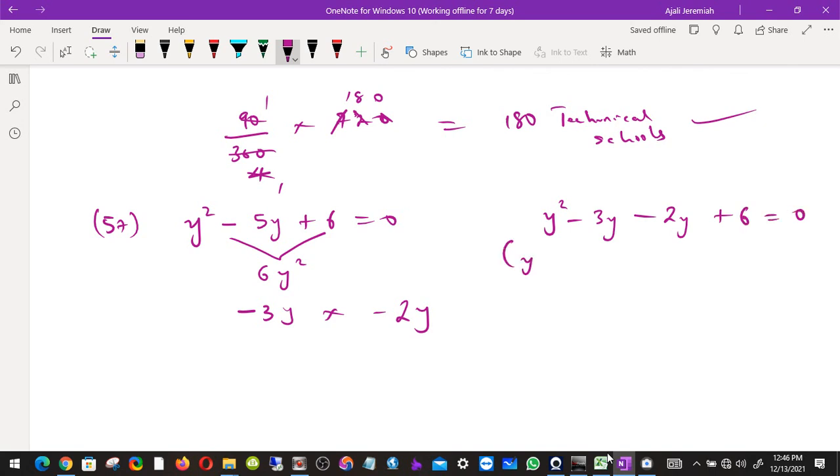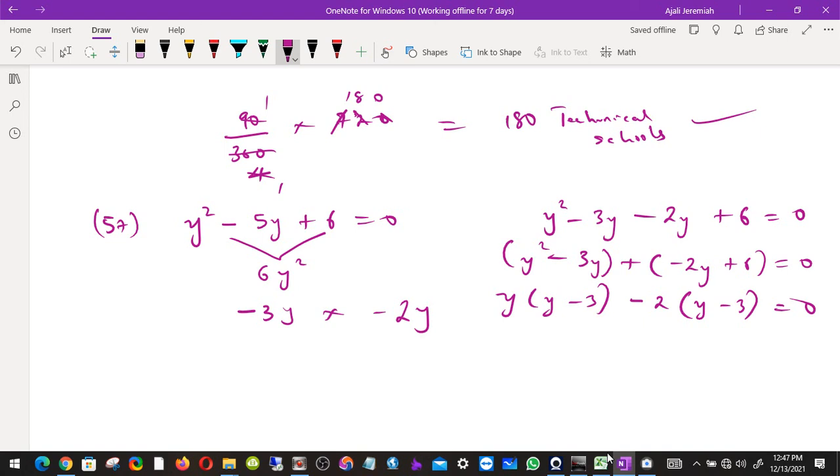y squared minus 3y minus 2y plus 6 equals 0. Group them, 2 by 2: (y squared minus 3y) plus (minus 2y plus 6) equals 0. What's common here? y. Bring it out: y minus 3. What's common here? Minus 2: y minus 3.